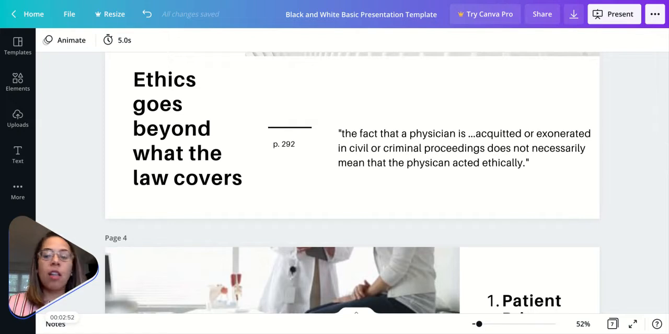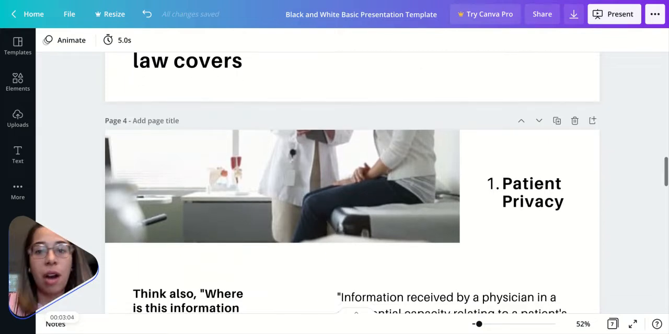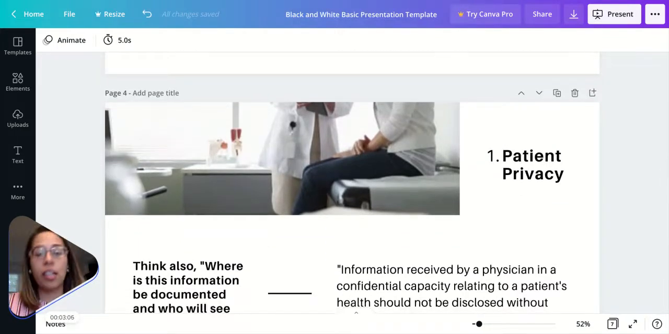So we talk about a lot of different things in this chapter this week, but I want to go over just three briefly that I think are particularly relevant to the field of occupational therapy. The first one is patient privacy. There's a lot of different contexts in which occupational therapy happens, but it is by its own nature a fairly intimate process. Sometimes it happens in people's homes, sometimes in an outpatient setting, sometimes in the hospital.